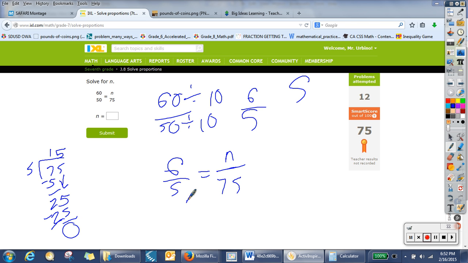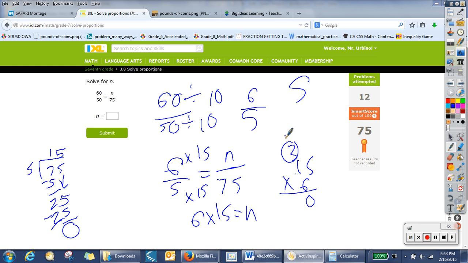So I know that 5 times 15 will give me 75. So I know that 6 times 15 will give me what n is equal to. So 6 times 15 is equal to n. So 15 times 6 is, 5 times 6 is 30. Carry a 3, 6 times 1 is 6, plus 3 is 9, so 90. So I know that 6 times 15 is actually 90. So n is equal to 90. So 90 75ths is equal to 60 50ths.